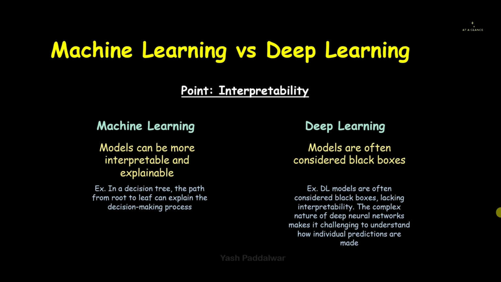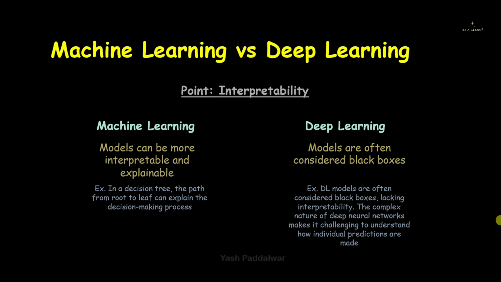Also, there is a lack of transparency in feature selection because the model itself selects the features, unlike in machine learning. And due to all this, deep learning models are considered to be black boxes, which means that they are not interpretable. So I hope the point interpretability is clear to you all, and the difference between machine learning and deep learning with respect to this point is also clear.